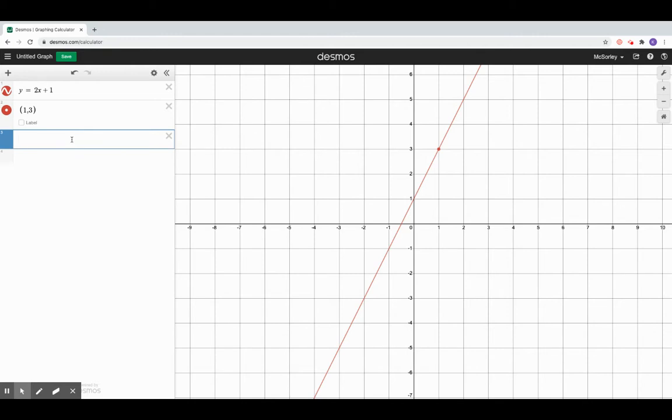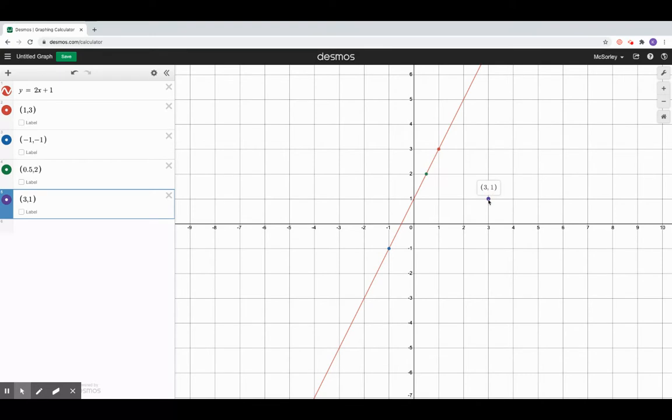But that's not the only solution. I could quickly see that, for example, (0, 1) is a solution because this point right here is a point that's on the line. And they don't always have to be integer numbers. So I could have something like (0.5, 2), and that point is also on the line, so it's also a solution. We could just as quickly identify points that are not solutions by checking to see if they're on the line. So like (3, 1) is not a solution because this point right here is not on the line.